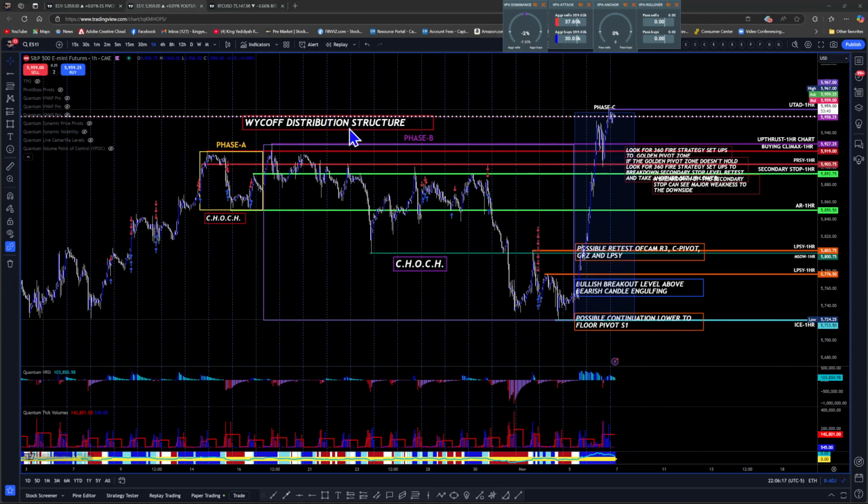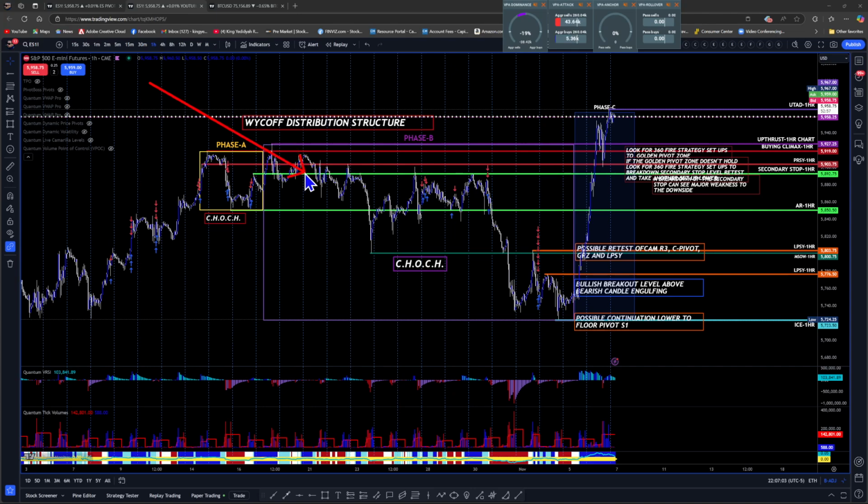Now, this is based on the Wycoff theory, as I said. So, firstly, we had this phase A, right? So, we had the preliminary supply, that red line right there. That's at 59.0375. We have the buying climax here at 59.19, and then we get the automatic reaction, which is at 58.50, and then we get the secondary stop at 58.9275, right? After that, we get an uptrust, which is at 59.2725.